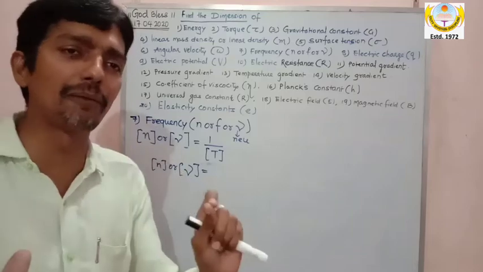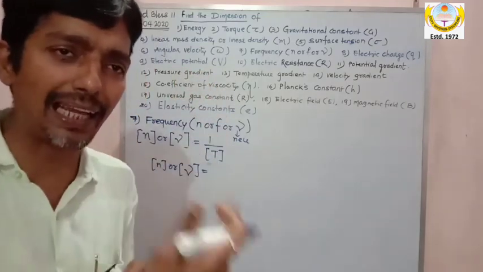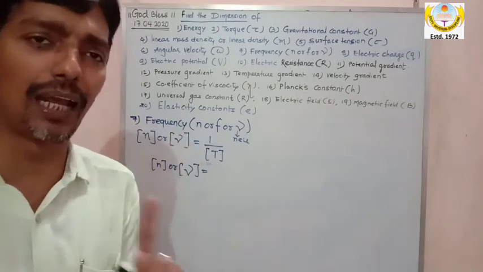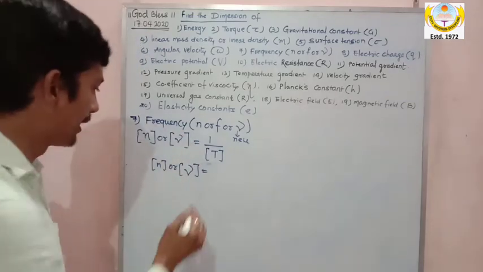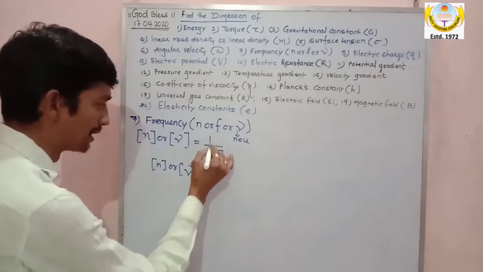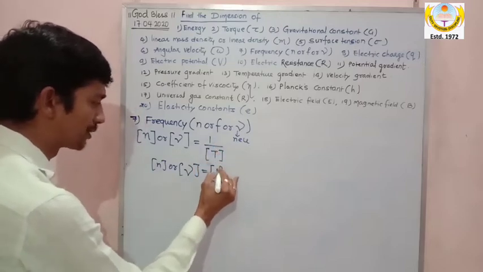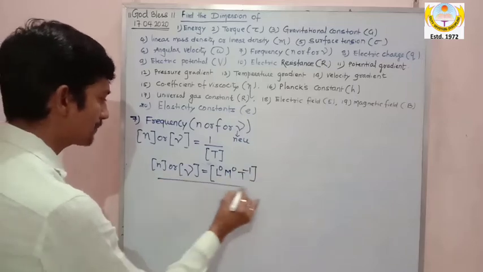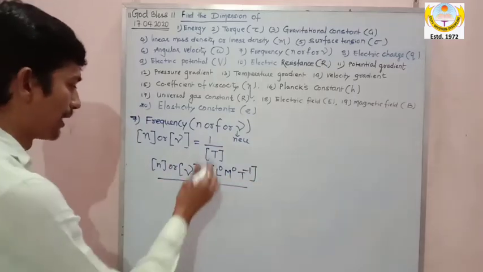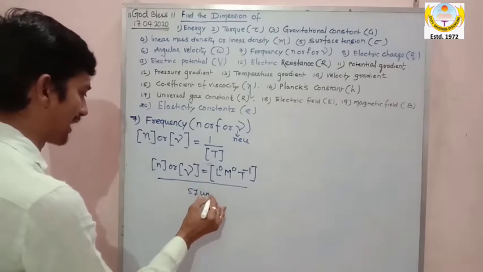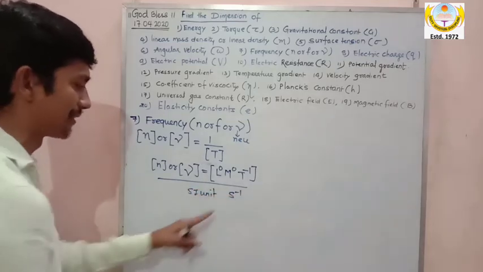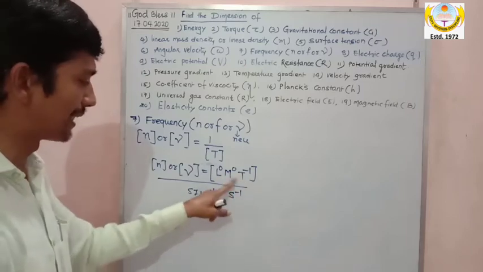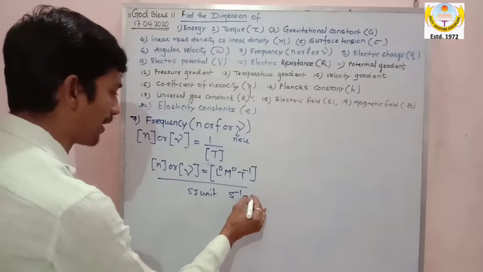So any frequency, either mechanical or electromagnetic, the formula is the same, that is 1 upon T. So the dimension is very simple. If it is 1 upon T, no length, so L power 0, no mass, M power 0, T power minus 1. What is the SI unit of frequency? You can see the SI unit of frequency is second inverse, T power minus 1. Nothing else. Second inverse or hertz.